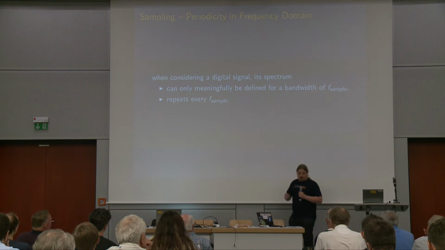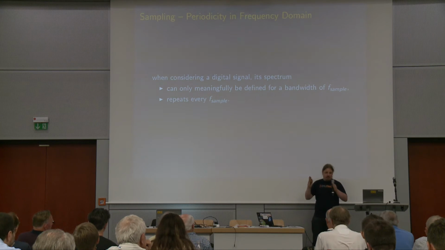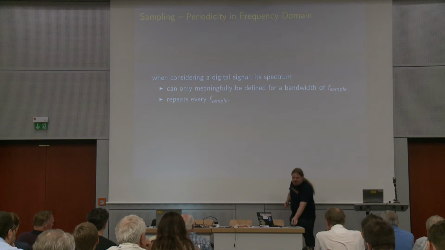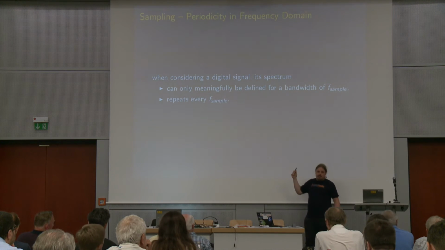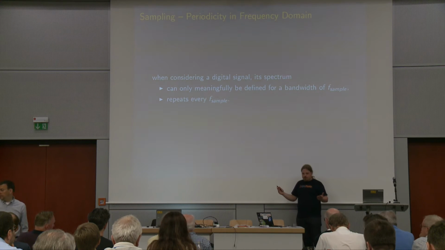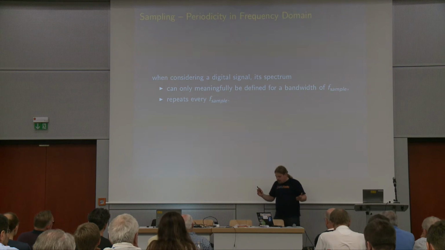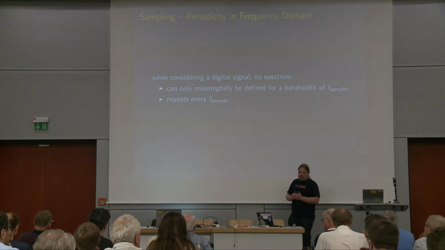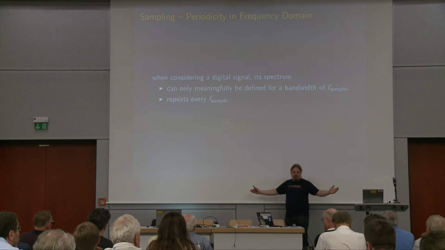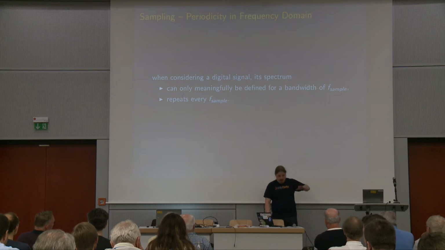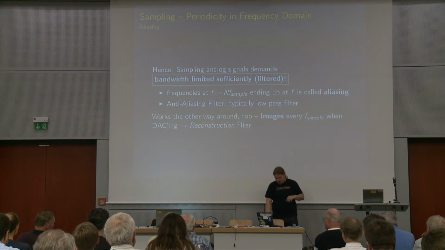So we can only say, okay, if we look at this bandwidth of f sample, we know that the signal in there can only consist of this and that. But we can't say, if we consider all the possible f sample bandwidths, in which one we actually are. So our spectrum repeats every f sample.